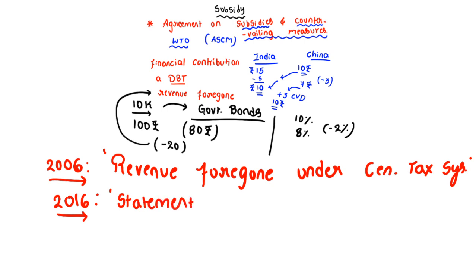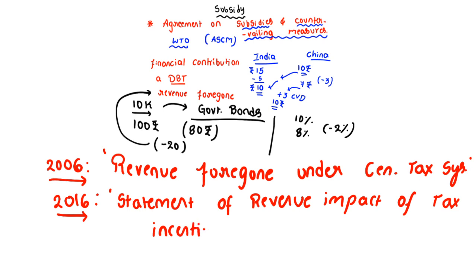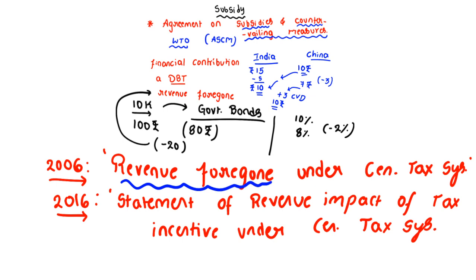statement of revenue impact of tax incentive. Clear? Tax incentive under central tax system. Are you getting? Simply the present government changed the words of revenue foregone to the tax incentive.